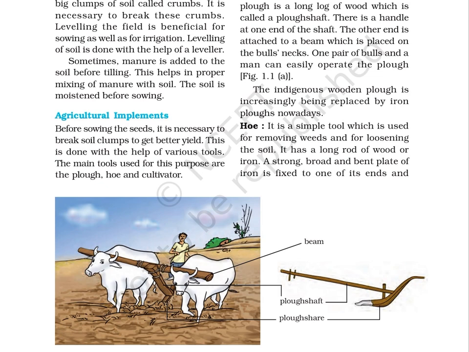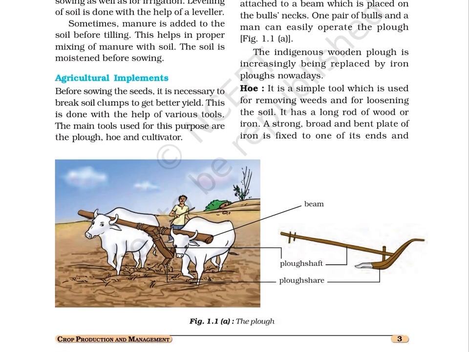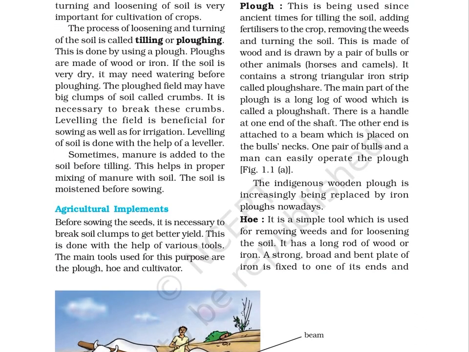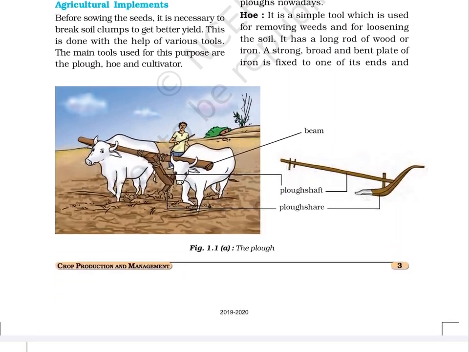Agricultural implements. Before sowing the seeds, it is necessary to break soil clumps to get better yield. This is done with the help of various tools. The main tools used for this purpose are the plough, hoe, and cultivator. In figure 1.1a, you can see a plough. Plough is made of a beam, plough shaft, and ploughshare.